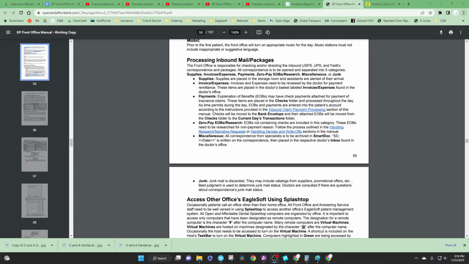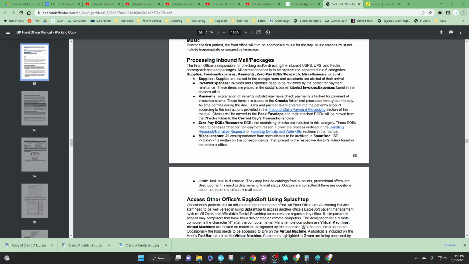Sometimes we're going to get either rejections or zero pay explanation of benefits, where the insurance company either is rejecting the claim or needs more information. So those types of explanation of benefits do not include checks. And there's a separate section on how to actually research those, or handle the denials and write-offs. So we'll have a different video about that, but those are going to go into their own category.